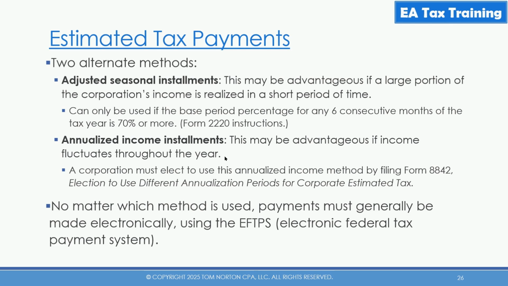And in order to use this method, the annualized income installments method, they have to elect it by filing this form 8842. And no matter which method you're using, if you're using method 1 or 2, if you're using one of these alternate methods, these payments must be made using the EFTPS, the Electronic Federal Tax Payment System. Obviously, those are electronic payments.